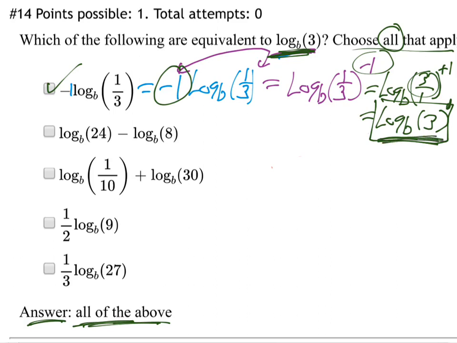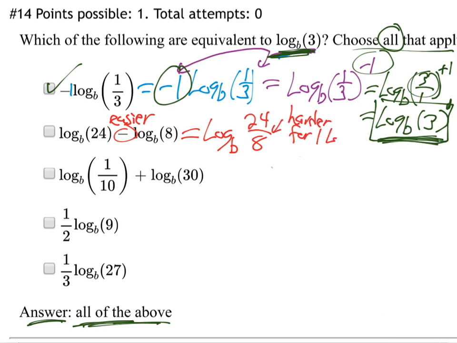Let's prove it's true. Subtraction, an easier operation for 2 logs, becomes log base b of... harder, divide, right? It's a harder operation for 1 log. Easier for 2 logs becomes harder for 1. And then what's that? That's log base b of 3. See, 24 divided by 8 is just 3. So this one also is just a fancy way to say log base b of 3.